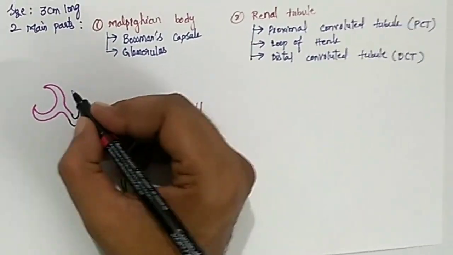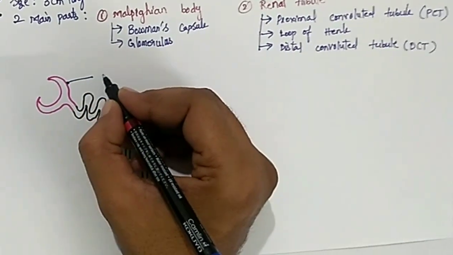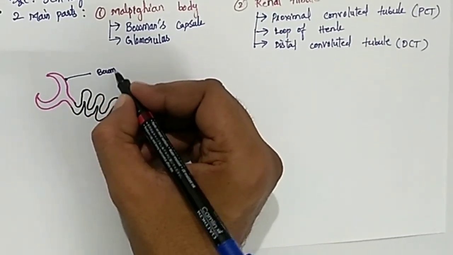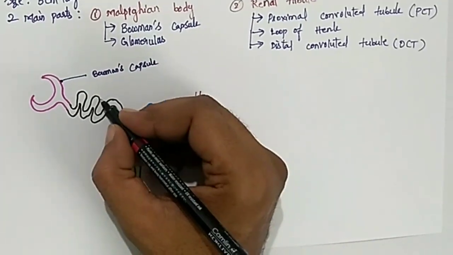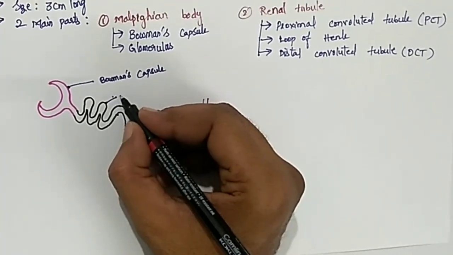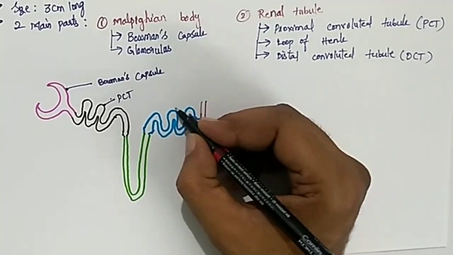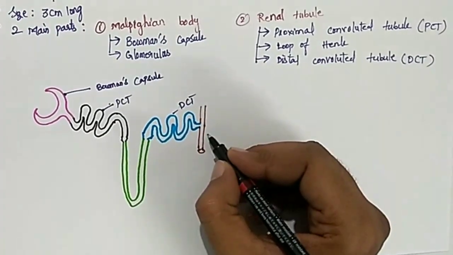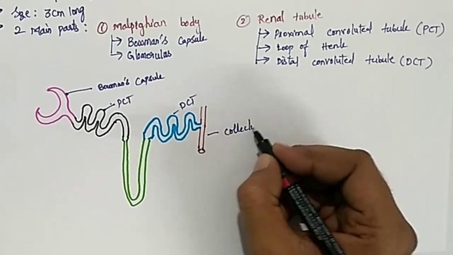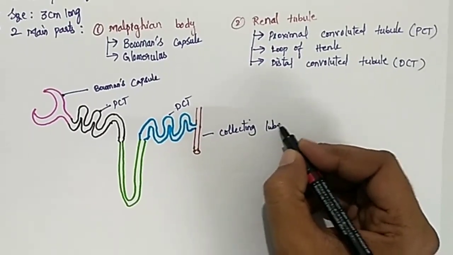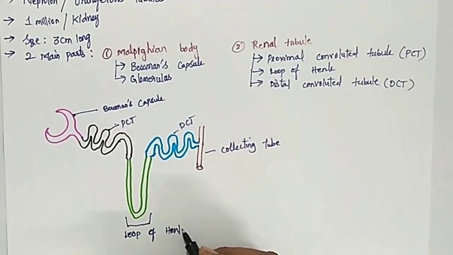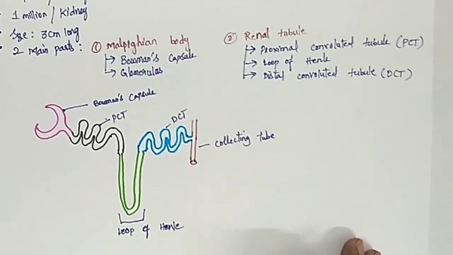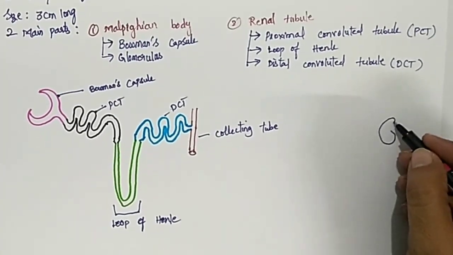This is Bowman's capsule. Here it is PCT, this is DCT, this is the collecting tube. This structure is the loop of Henle. This is a kidney.